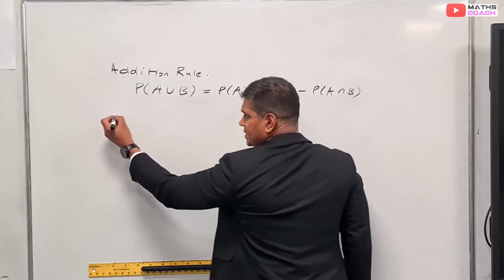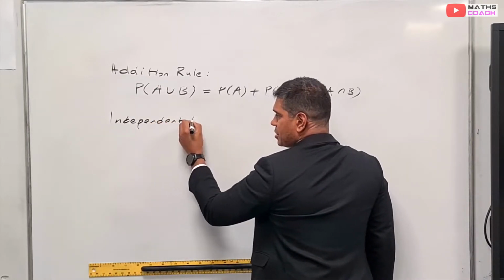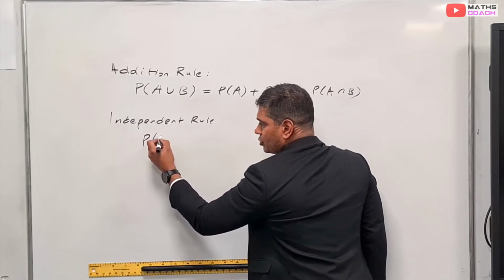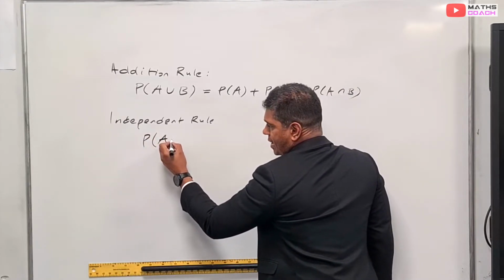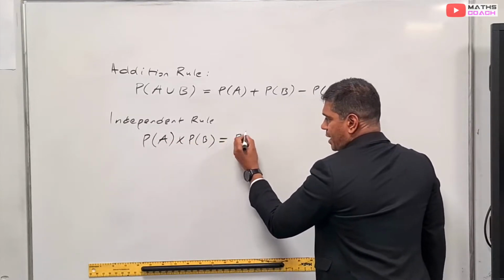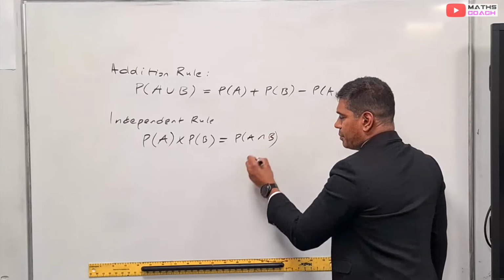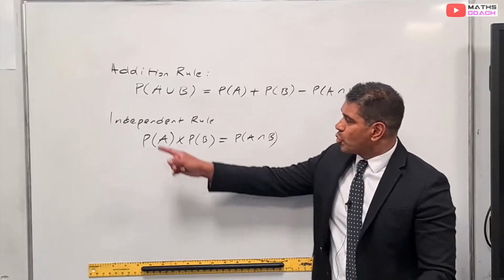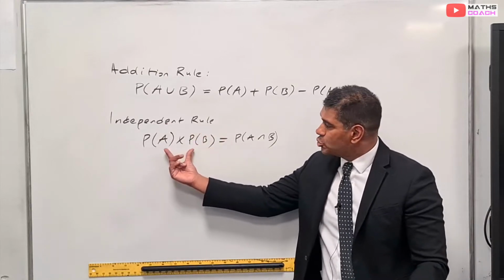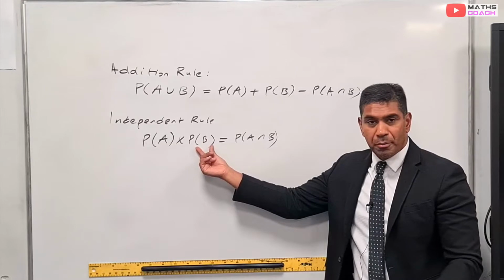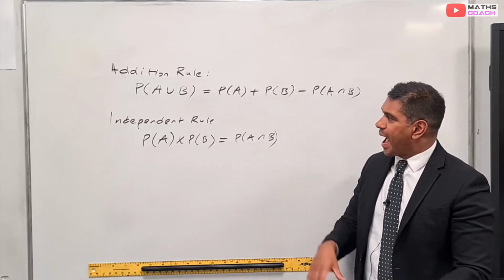Next rule is the independent rule. What do we do there? So here, the independent rule says that P of A times P of B would equal P of A and B. So when you see a question on an A-level paper that says the word independent, we then need to apply this formula here. Probability of A times probability of B equals probability of A and B.